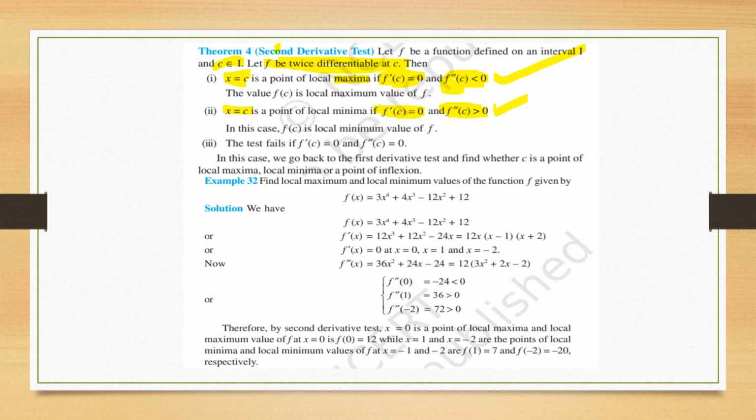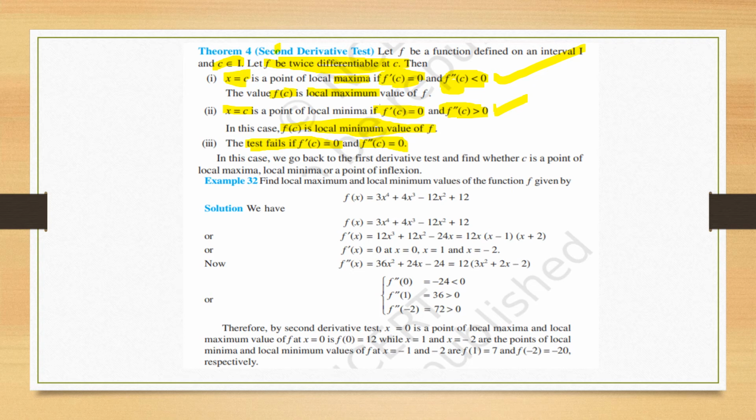So you should always remember that the double derivative is less than 0 for local maxima and positive for local minima, and f of c is called the local maximum value, and f of c is called the local minimum value in the respective case. This test will fail if the first derivative is 0 at a point where the second derivative is also 0. So at least you should have a nonzero second derivative so that I can apply this test.